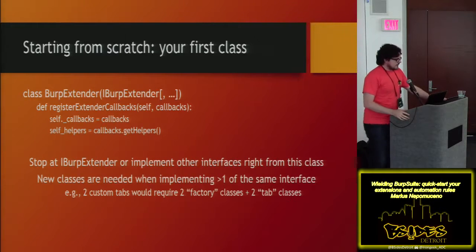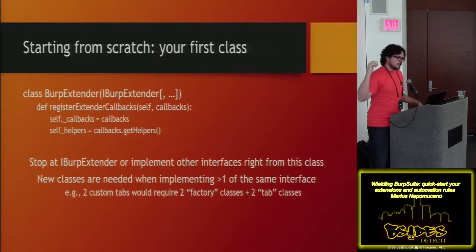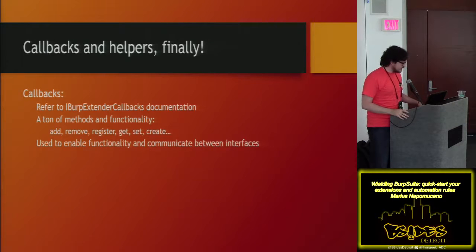New classes outside of your BurpExtender class are needed if you're going to implement two or more of the same BurpSuite interface. So if your extension is going to have two custom tabs, you cannot simply implement IMessageEditorTabFactory, for example, right in your BurpExtender class. You have to create a new class, and you can call it whatever you want at that point, and in that new class, implement IMessageEditorTabFactory. I'll reiterate that with examples as well.